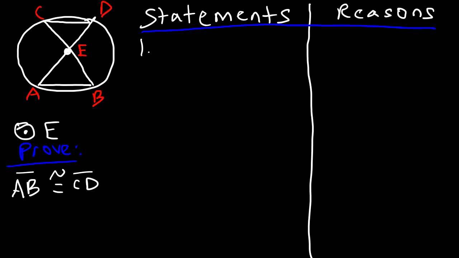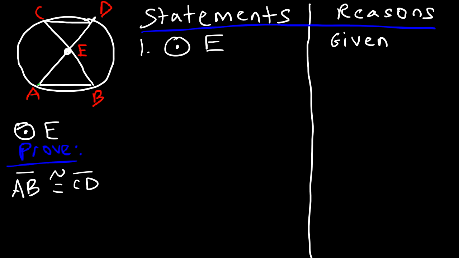So number one, point E is the center of the circle, and so that's given to us. Now, what conclusions can we come up with, knowing that E is the center of the circle? Now, you need to know that the distance between the center and any point on the circle is the radius of the circle. And the radius of the circle is the same anywhere on the circle.